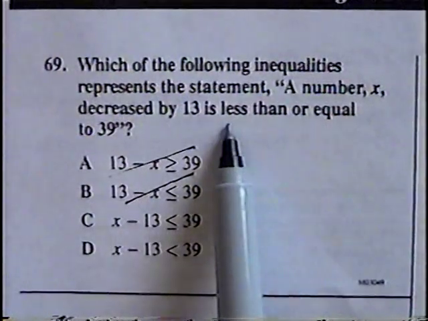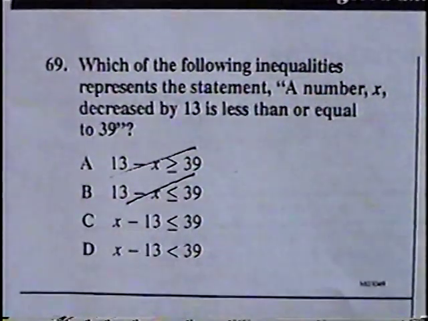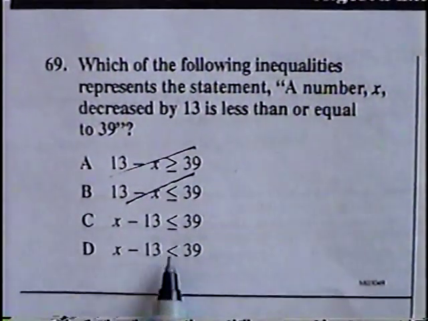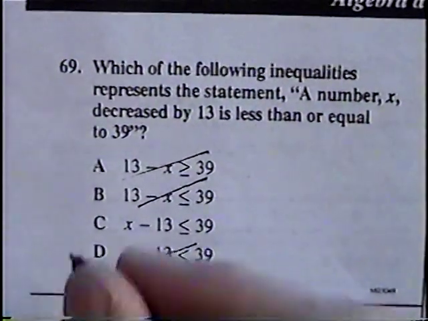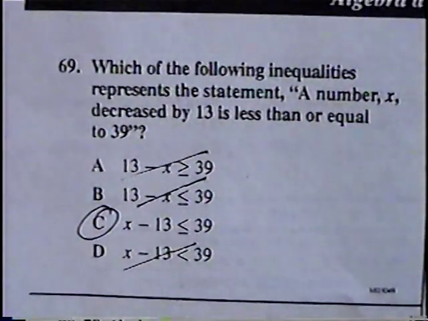The last part of the sentence says less than or equal to 39. Less than is both of these symbols, or equal to means it has a line underneath the inequality, so it won't be D. The correct answer would be C.